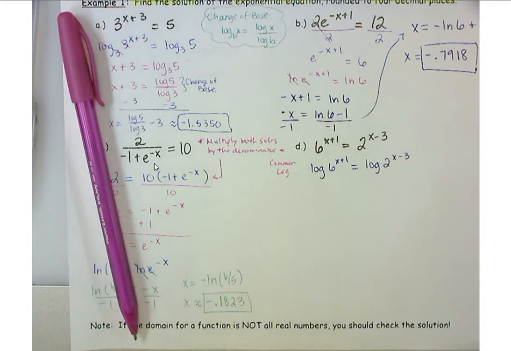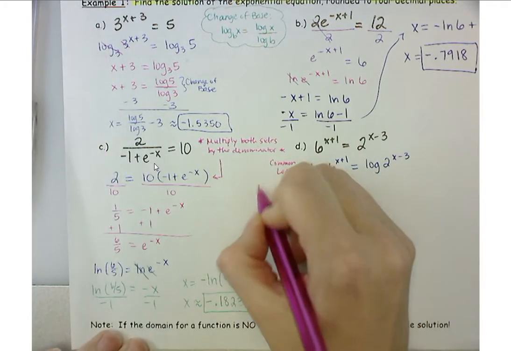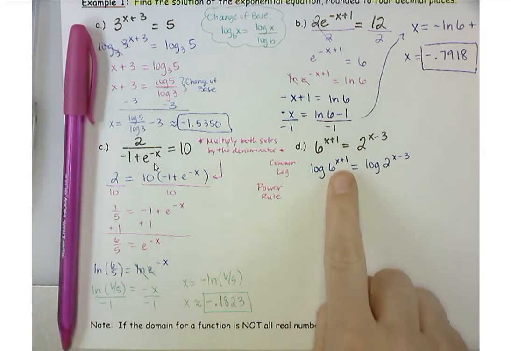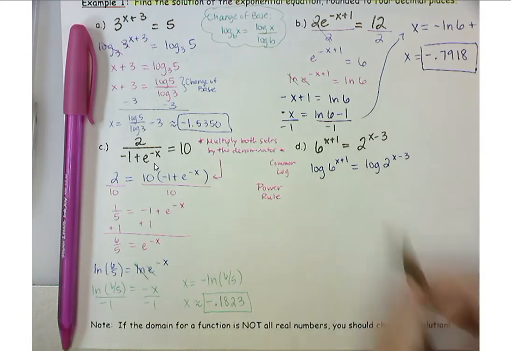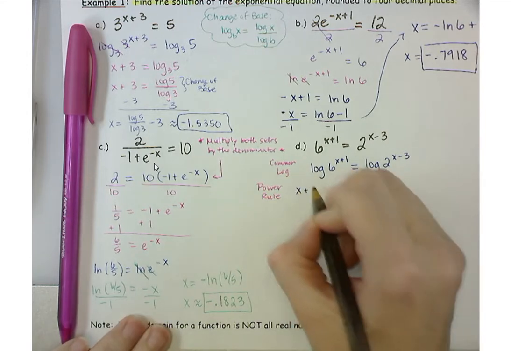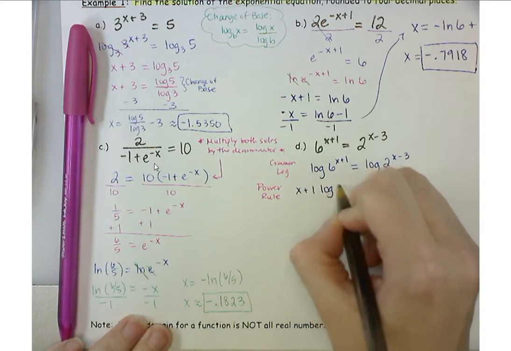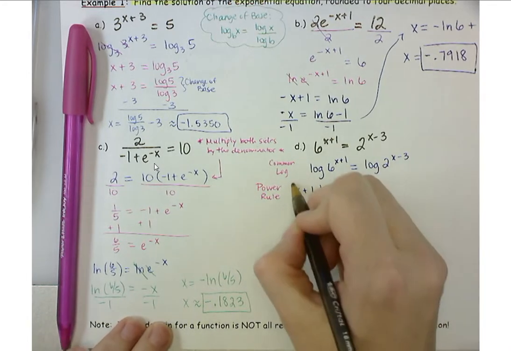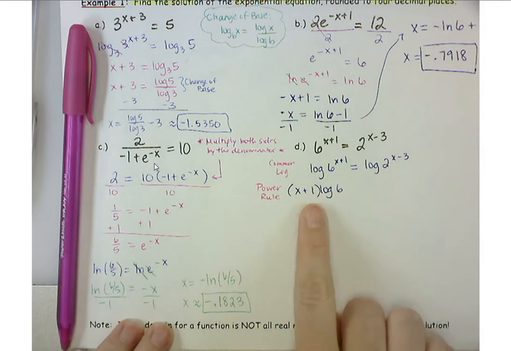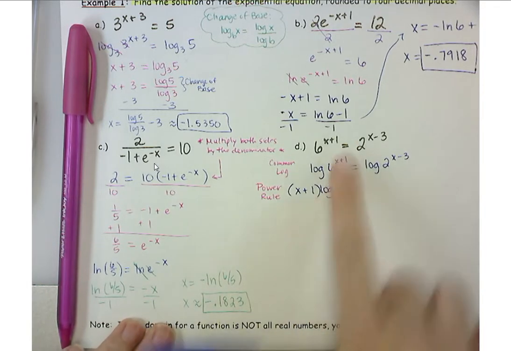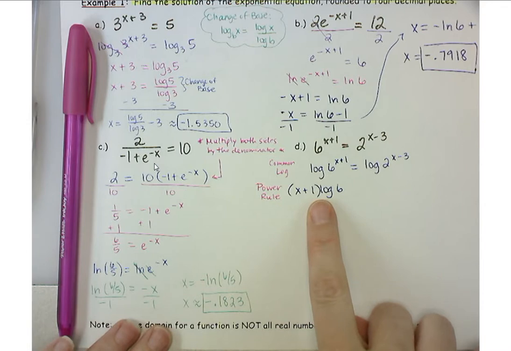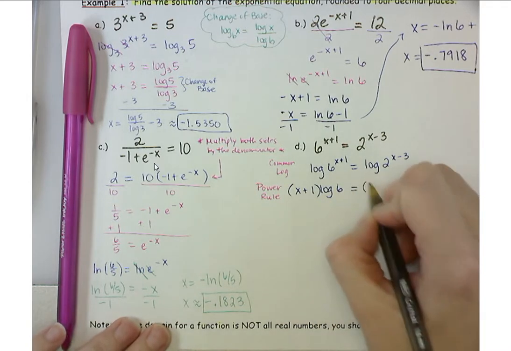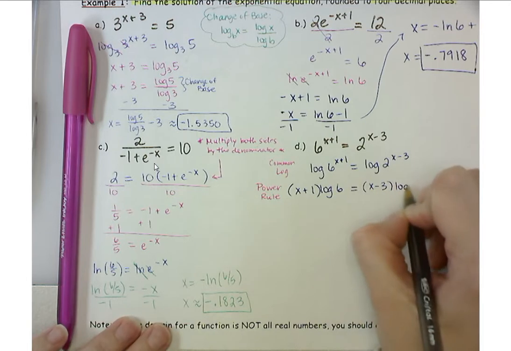Now I'm going to use the power rule. So the power rule tells me I can rewrite this, but this is a binomial. So when you're rewriting this, you don't want to just put x plus 1 log of 6, because that looks like x plus 1 times log of 6. You have to make sure you put it in parentheses if it's a binomial. So this is how you'd write it. So on this side, I'd write this as x minus 3 log of 2.